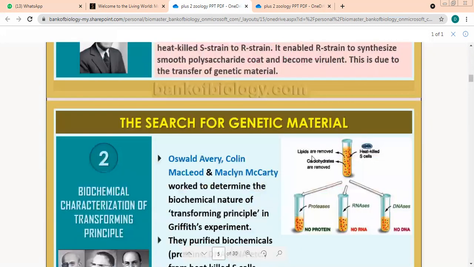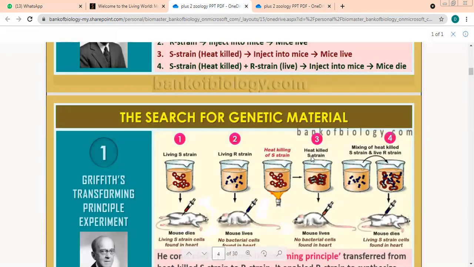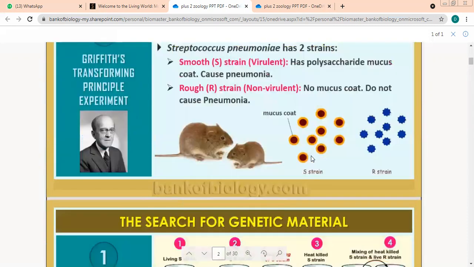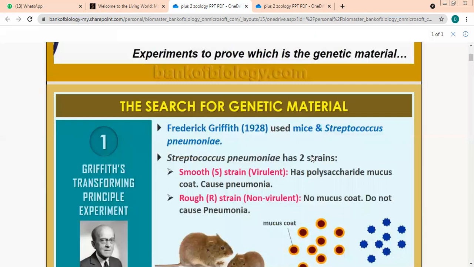The first experiment done to find out the genetic material was done by Frederick Griffith. Okay, let's quickly revise this experiment. He took two strains of Streptococcus pneumoniae, R strain and S strain. R strain means non-virulent. Rough strain, does it contain a coating of mucus? No, ma'am. And the S strain contains a smooth coating of mucus around it. Which one causes pneumonia? Smooth one or rough one?